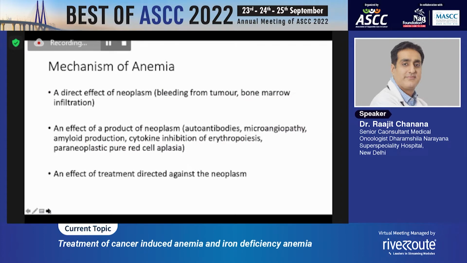So there are three basic mechanisms of anemia. First is the direct effect of neoplasm, that is bleeding from tumor or bone marrow infiltration of the tumor. The second is an effect of a product of neoplasm, like autoantibodies leading to hemolytic anemia, microangiopathy, amyloid production, cytokine inhibition of erythropoiesis, and paraneoplastic pure red cell aplasia. Third is the treatment effect, that is chemotherapy or radiotherapy.